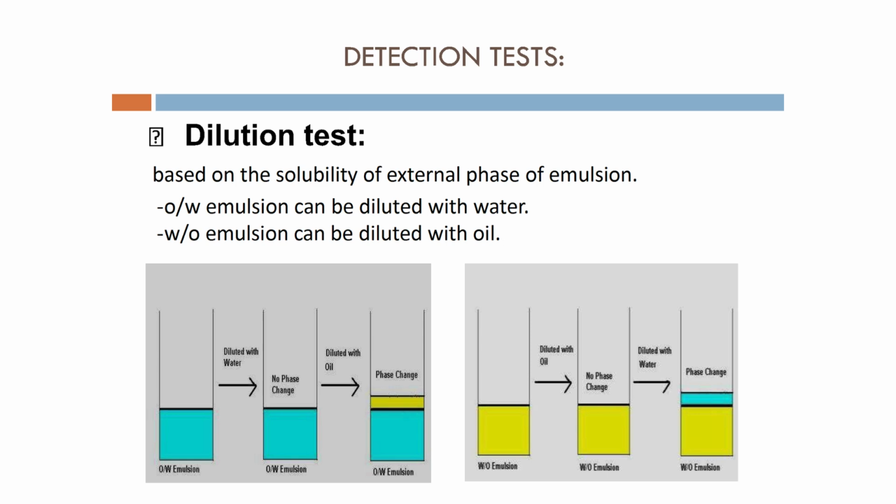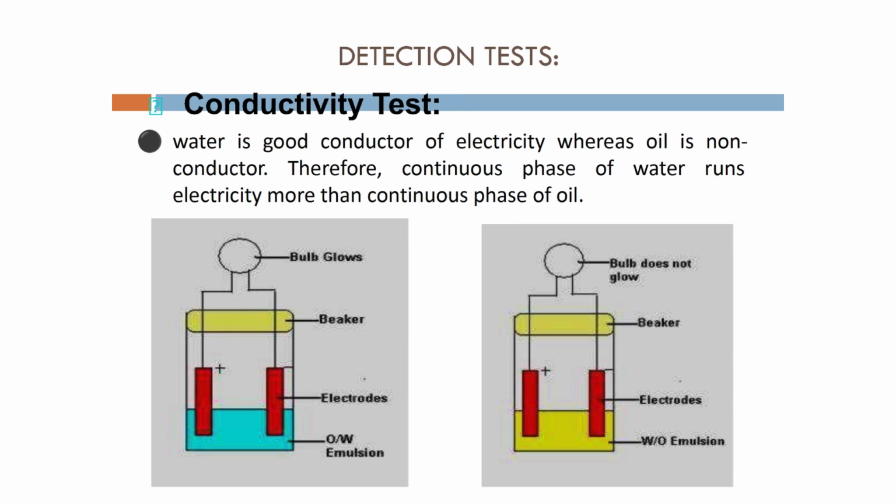Another important test is the conductivity test. Water is a good conductor of electricity, whereas oil is not. Therefore, if the continuous phase is water, the emulsion will conduct electricity. In the diagram, we see two beakers with electrodes. In the first, with an OW emulsion, the bulb glows because the continuous water phase allows current to flow. In the second, with a WO emulsion, the bulb does not glow because the continuous oil phase insulates the circuit.